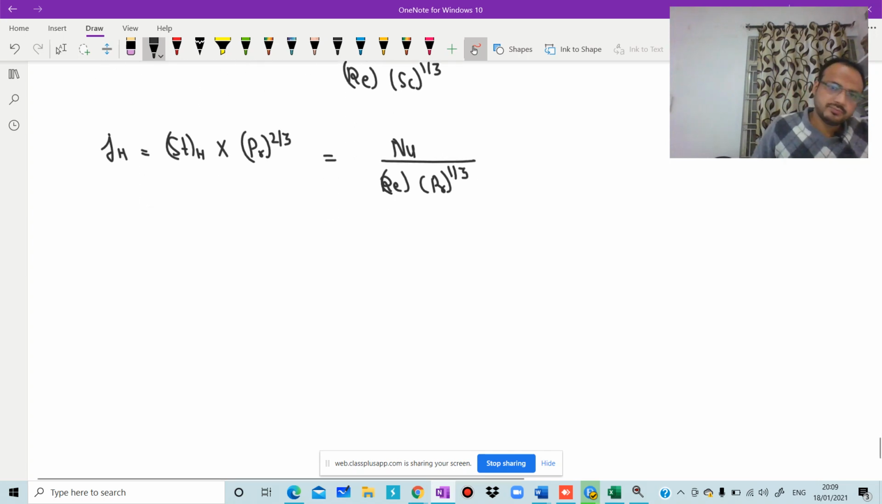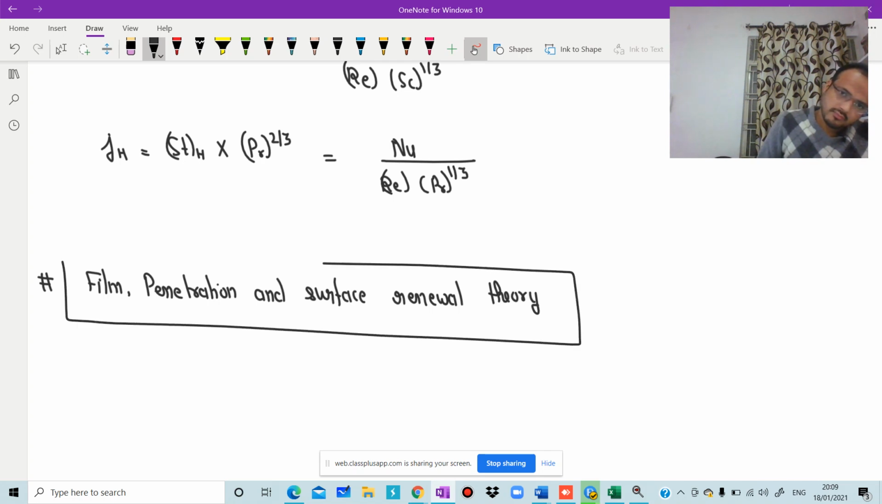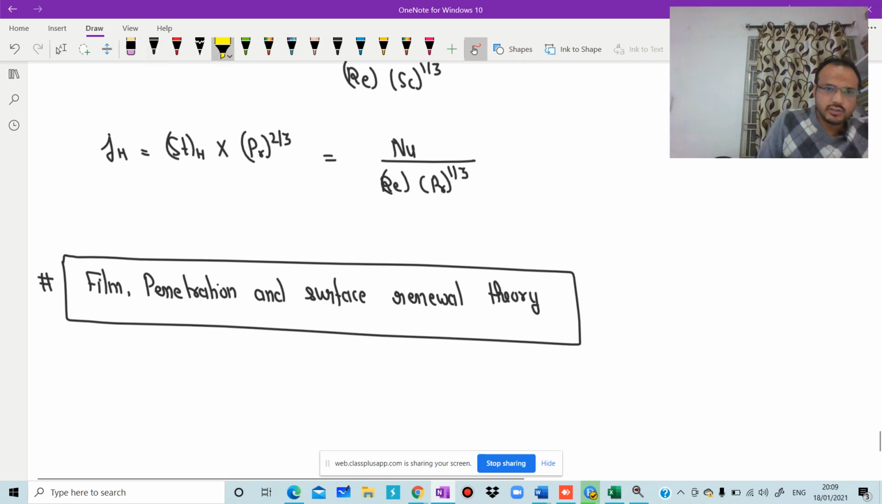Now we have the next topic: film, penetration and surface renewal theory.